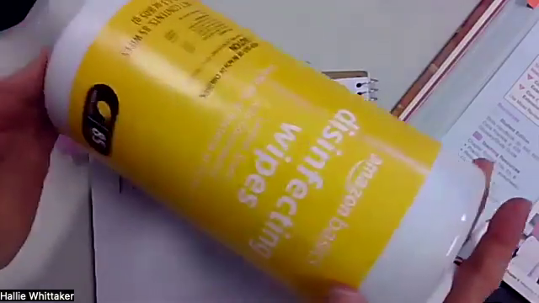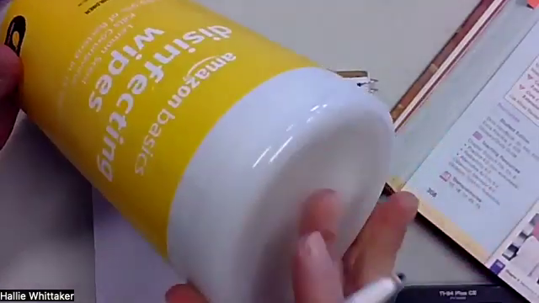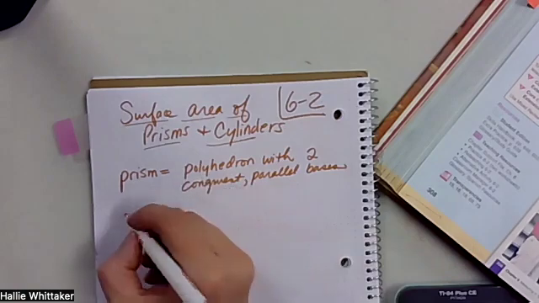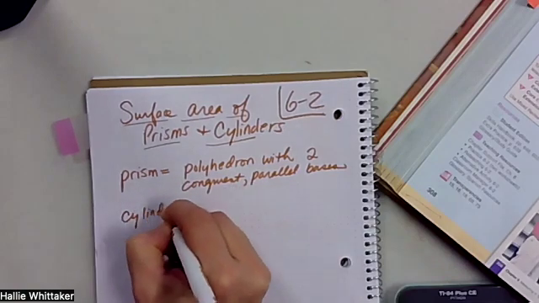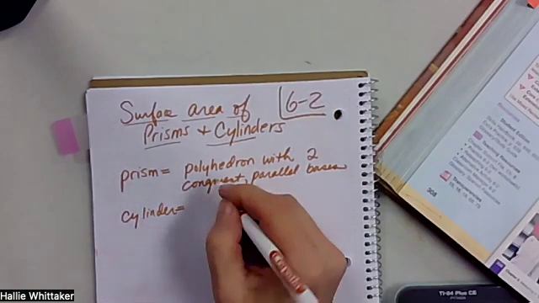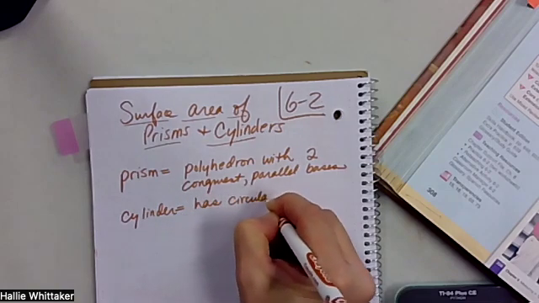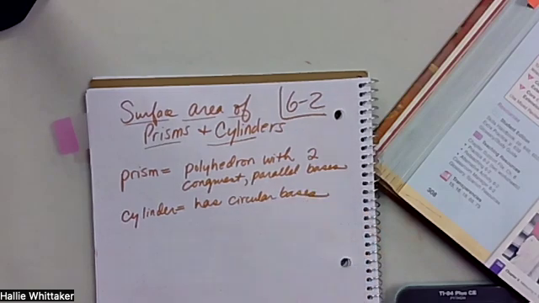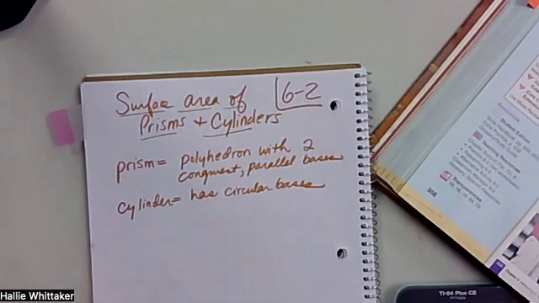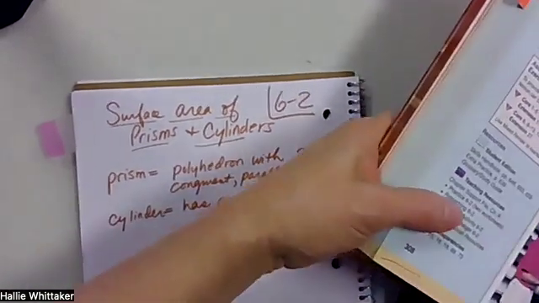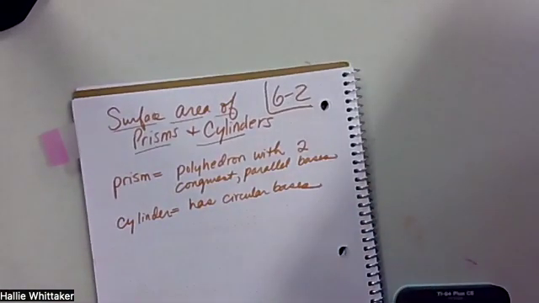Cylinder. Okay. I need to back out some more. Cylinder has two parallel bases. Okay. So that's how we're kind of limiting on that. So let's go ahead and put that. Cylinder just basically has circular bases. When you get that down, cylinder has circular bases. Turn to page 309. We're going to look at some of these.